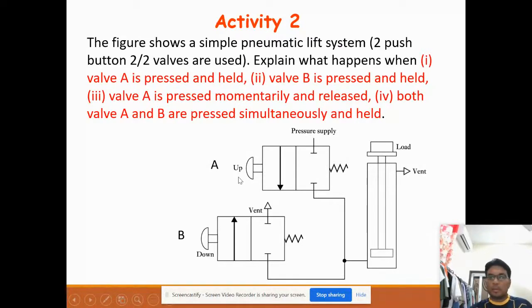The hint is very simple. When you push this, the load is going up, and when you push this down, the load is going down. By that hint, you should be able to explain all the other conditions in 2, 3 and 4. Maybe you can have a try and think, discuss with your friend, and refer to some references on how it works based on this question.